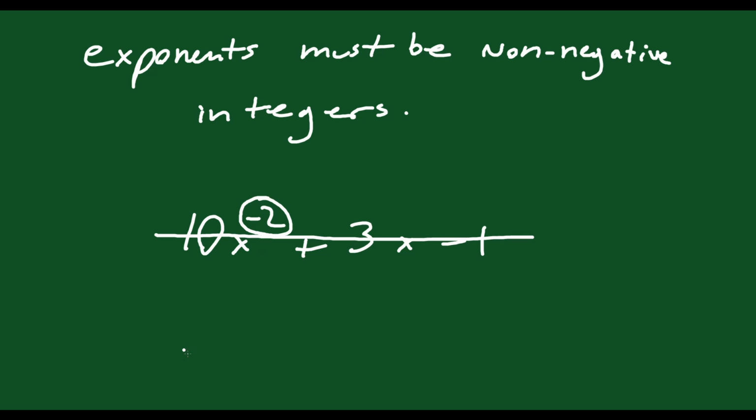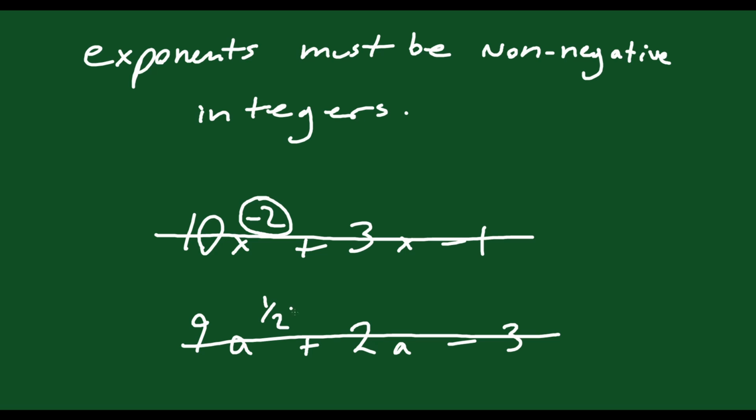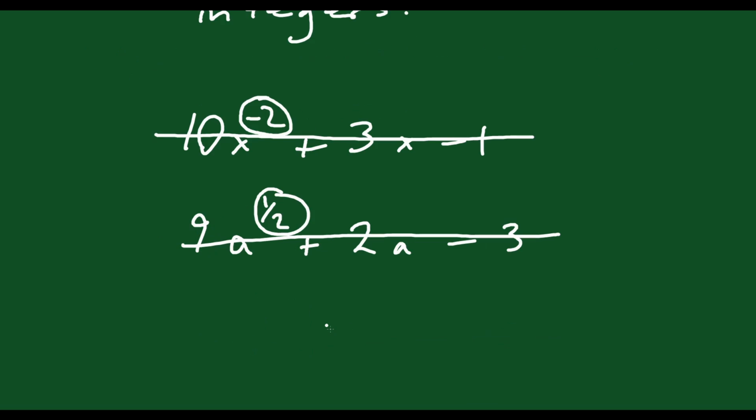Further, you could have something like 9a to the 1/2 plus 2a minus 3. This is also not a polynomial because this exponent here is not an integer. It is a fraction, right? It's 1/2. That is not a non-negative integer. That is a fraction. It has to be a whole number. So that's also not a polynomial.